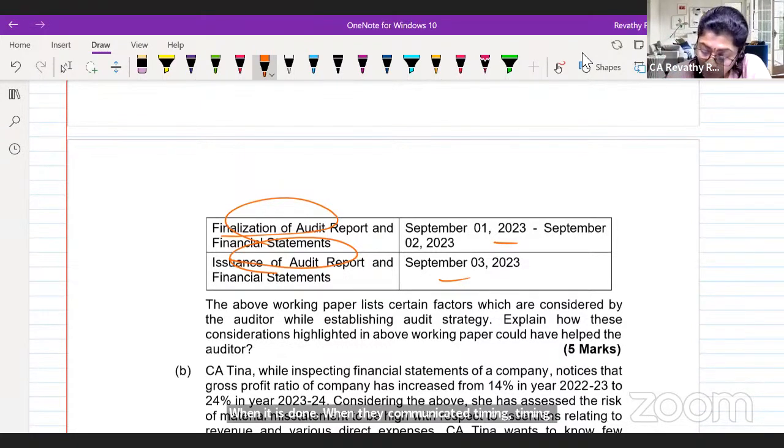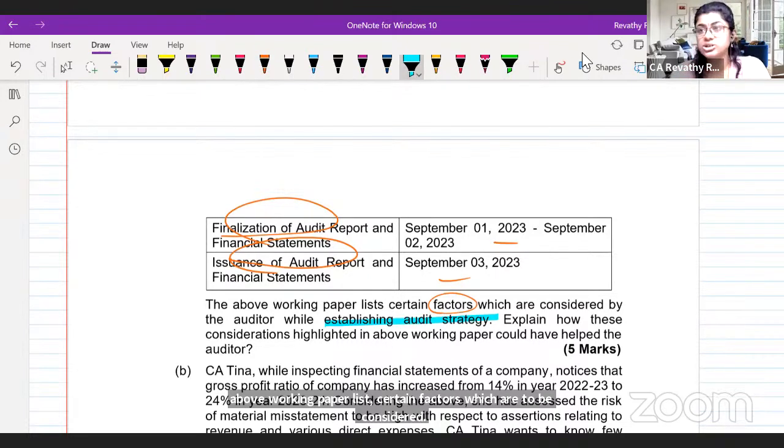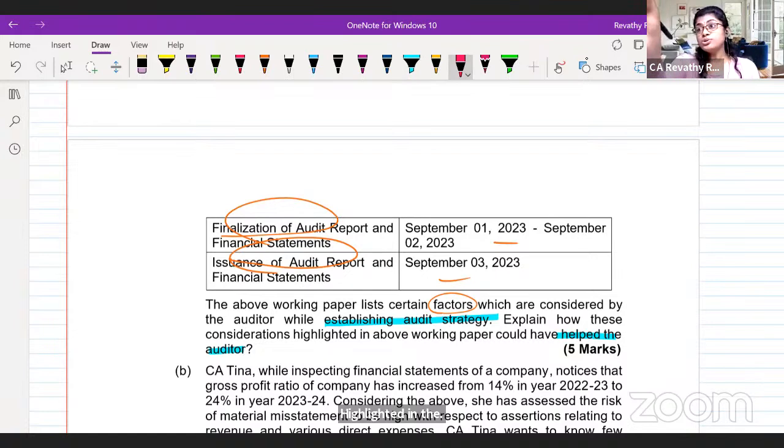Now, the above working paper lists certain factors which are to be considered by auditor while establishing strategy. Explain how these considerations highlighted in the above would help the auditor. I want you to say which SA it is, which chapter. Some are saying it is SA 230. One of them said no, it is SA 300.